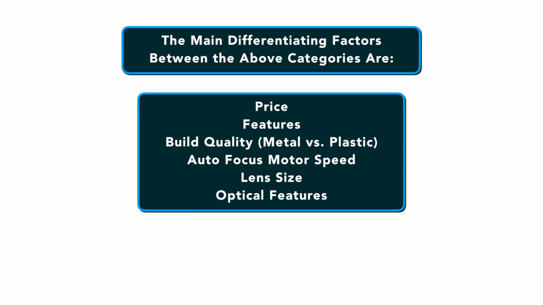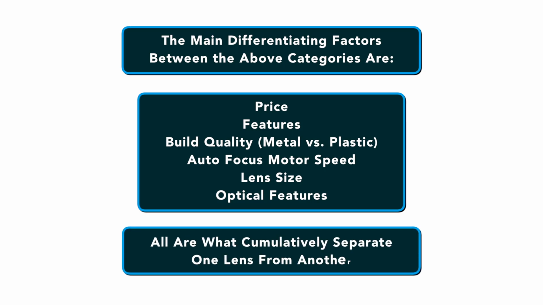Knowing this, it's time to look at why lenses cost so much. The main differentiating factors between the above categories, besides price, are features, build quality, say metal versus plastic, autofocus motor speed, lens size, and optical features.